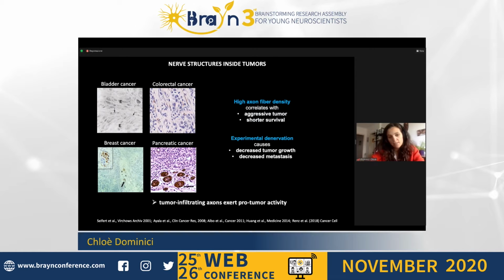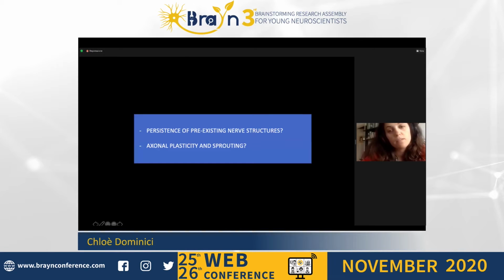However, opinions diverge on the meaning of the presence of the nerve structures. Is it the persistence of pre-existing nerve structures that are embedded in the tumor, or are they newly formed nerve structures? And also, is there axonal plasticity and sprouting at the nerve endings?